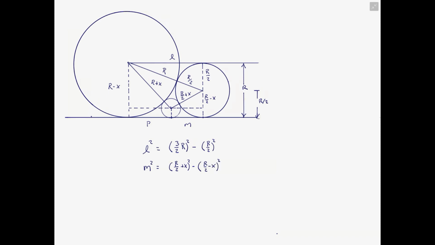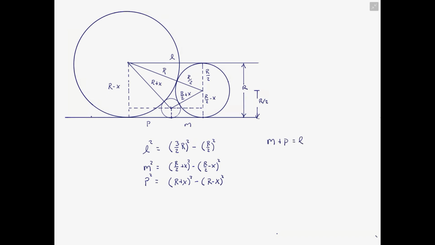So here we have L squared, now we have M squared. And then once you obtain all 3, P squared, M squared, and L squared, you're all set. Because M plus P equals L. And that's it. You've got the problem solved. M plus P equals L.